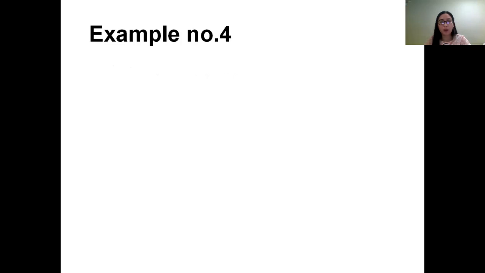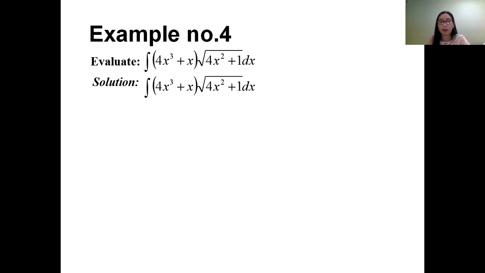So let's proceed with our fourth example. If we are asked to evaluate the integral of quantity 4x cubed plus x times square root of 4x squared plus 1 dx, medyo complicated na ang atong example. Anyway, dili mo mahadlok, atong i-rewrite lang siya. So for our solution, first we are going to rewrite the given function, which is integral of quantity 4x cubed plus x squared multiplied to square root of 4x squared plus 1 dx.